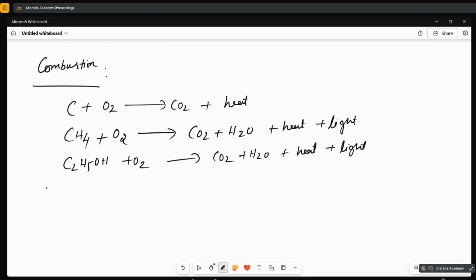Oxidation. Write down. Oxidation means what? Karthik, what do you mean by oxidation reaction? What are you doing there? One oxygen will be added there. Then what happens?